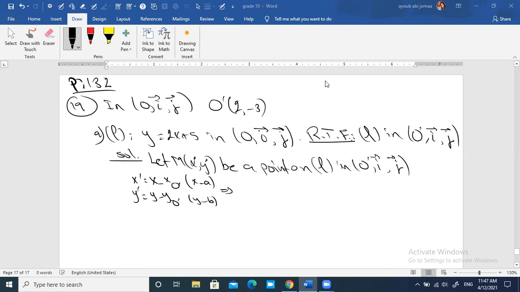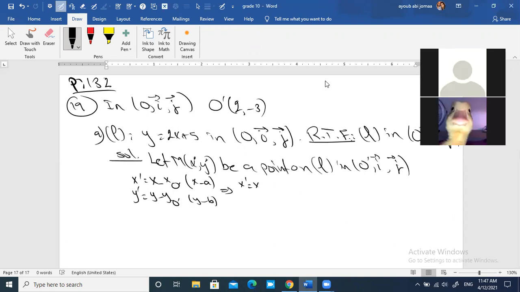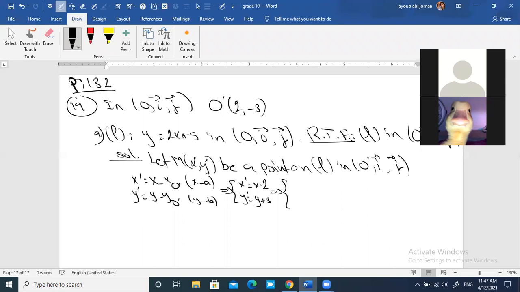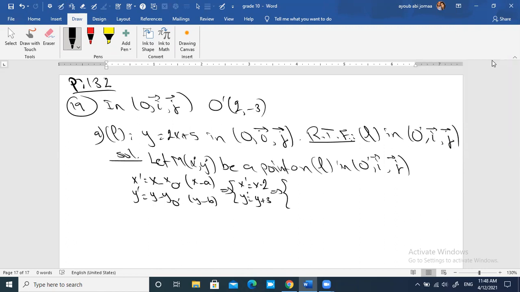Okay, so we put x prime equals x minus 2, and y prime equals y plus 3. This means that you have a relation between x and y: y equals 2x plus 5.